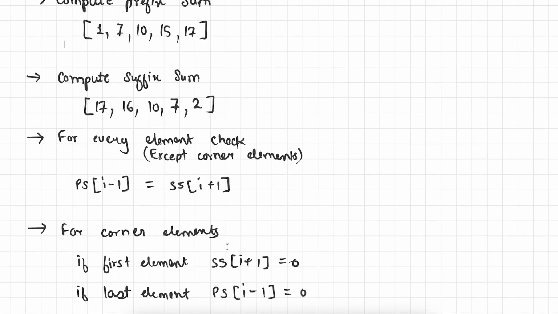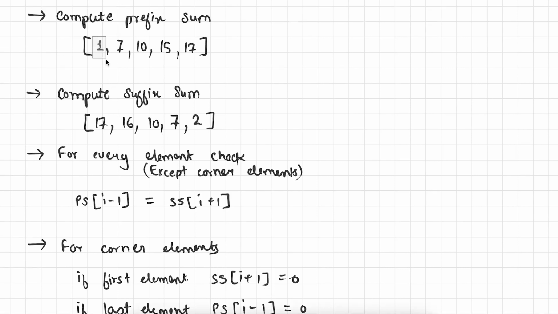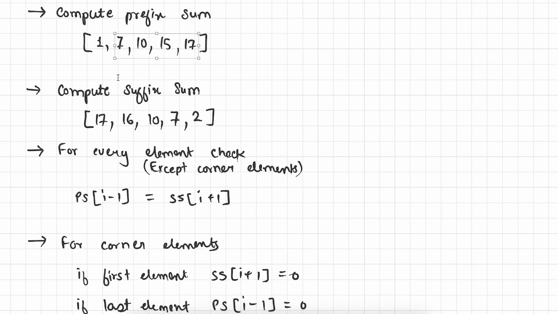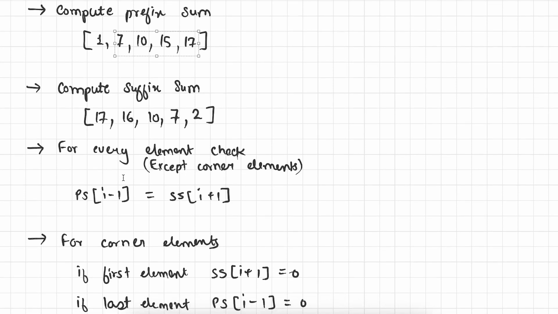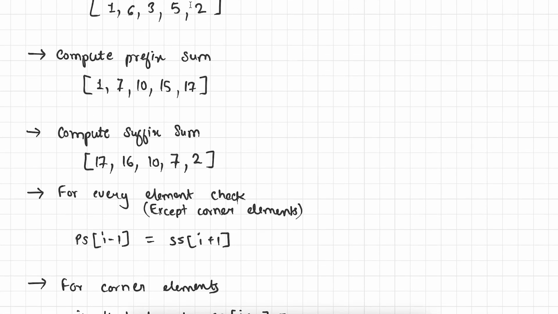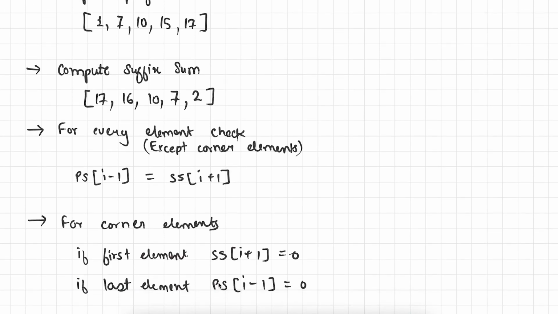So we simply have to find the suffix sum of I plus 1. So in case of 1, we have to find the sum of all the elements to the right of it, okay? And the index for finding the right sum is I plus 1, right? So this is about the first element. Now what about the last element? In the last element, we know that there are no elements to the right of it. So we simply check if the prefix sum of I minus 1 is equal to 0 or not.